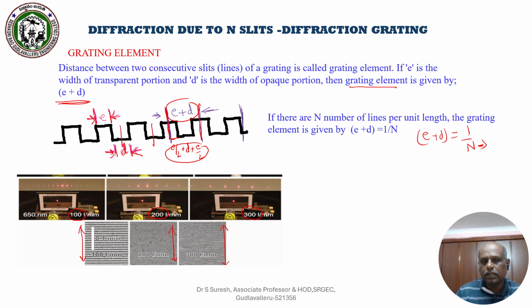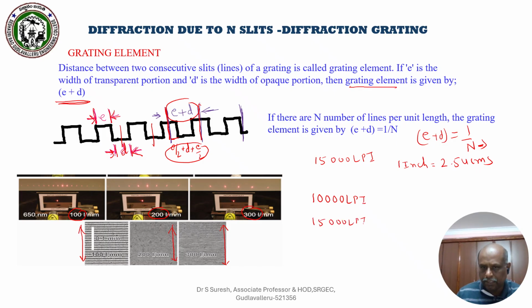To call a grating a good quality, the minimum requirement is 15,000 lines per inch. As you know, 1 inch is equivalent to 2.54 centimeters. So let us take three different types of gratings. One is 10,000 lines per inch, the second one is 15,000 lines per inch, and the third one is 30,000 lines per inch. This is capital N.